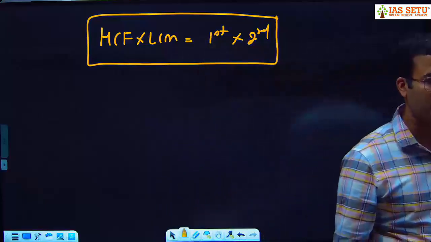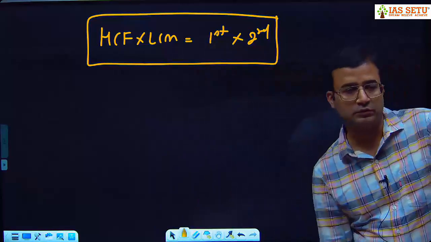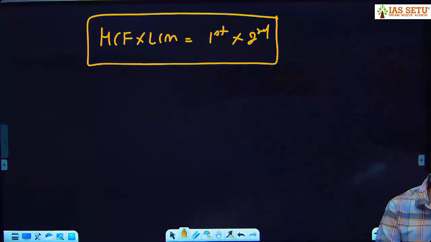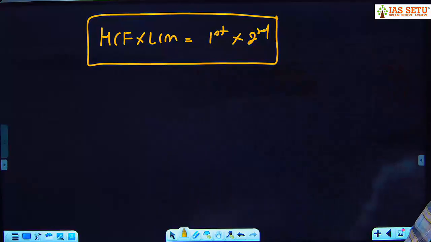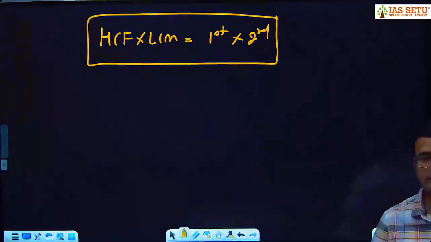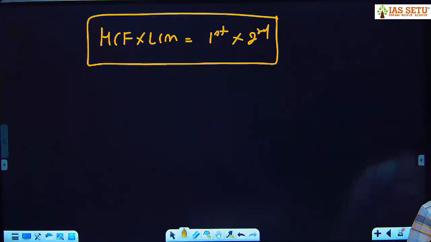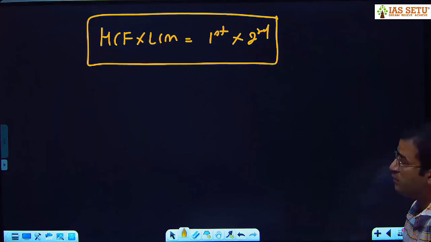Multiplication of HCF and LCM of two numbers is always equal to the product of the given two numbers. उन दोनों नंबर के प्रोडक्ट के बराबर होता है.